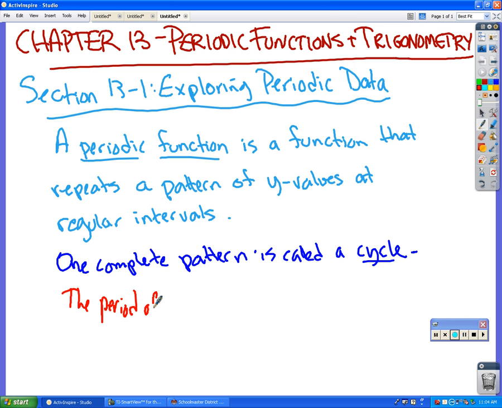Okay, so the period of a function is the length of one cycle. So 365 days is how long it takes the Earth to complete one cycle around the sun. So that period is 365. For a heartbeat, you'd have to know the interval in between successive heartbeats. That would be the period of that function, and so forth. Okay? Does that make sense?